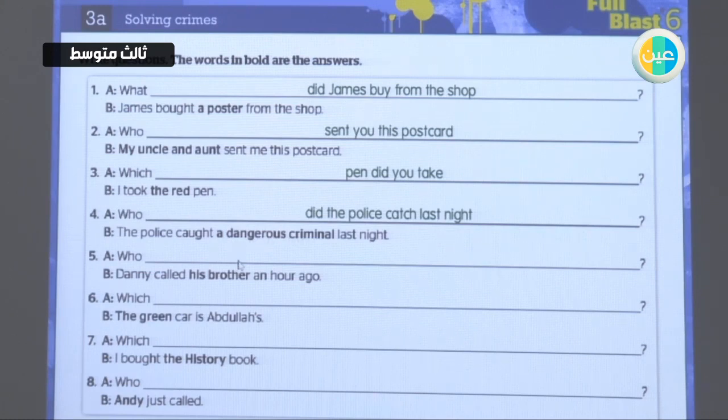Now let's check the answers. So 5, 6, 7, and 8. 5 will be, did Danny call an hour ago? We're asking about his brother. Which car is Abdullah's? We're asking about the green car. Which book did you buy? We're asking about the history book, which is the object. Who just called? We're asking about Andy, which is the subject.